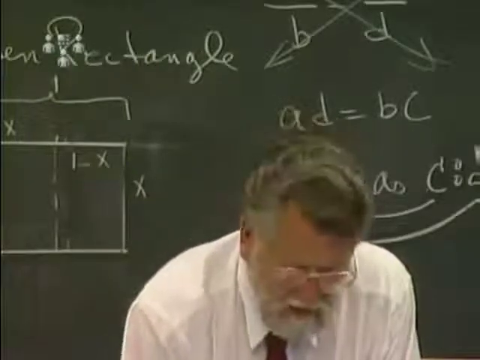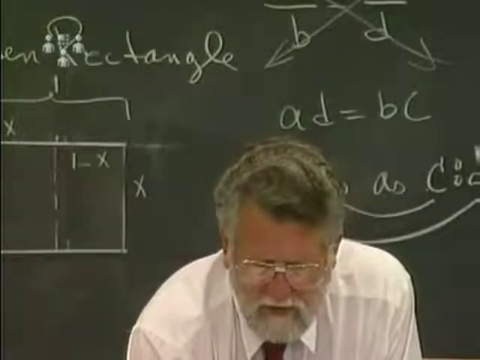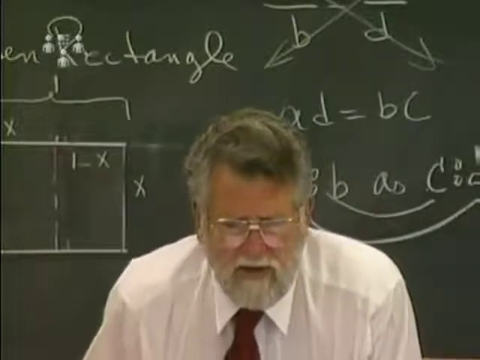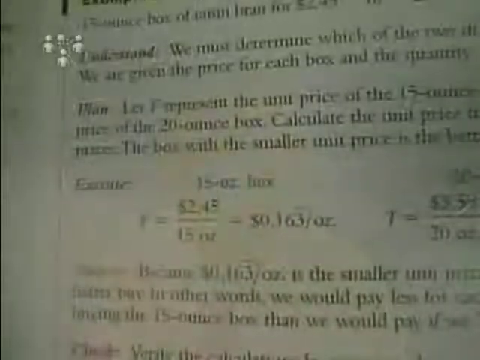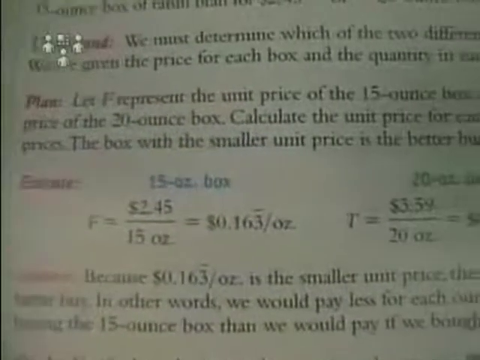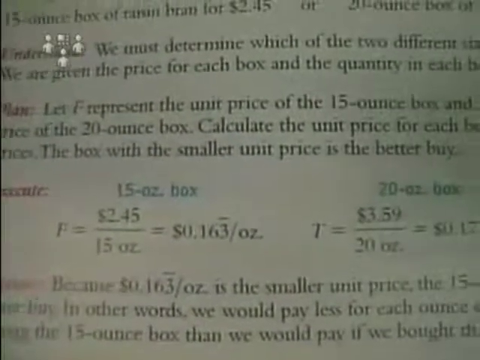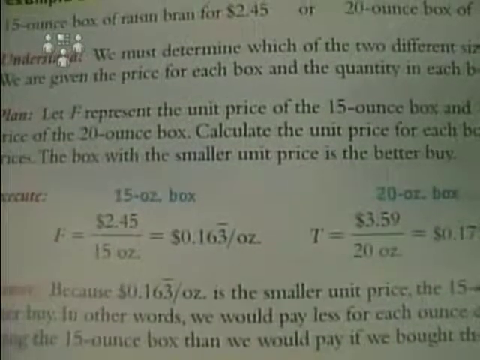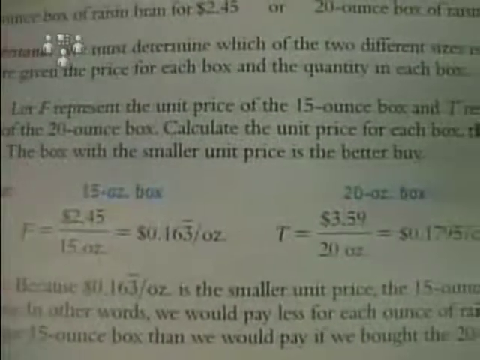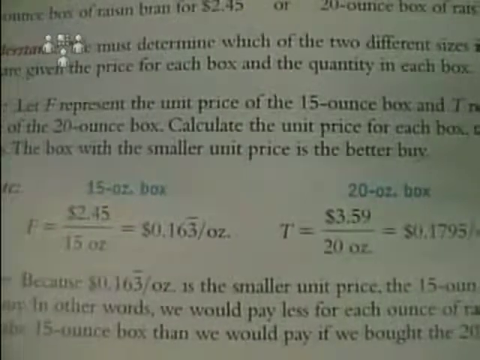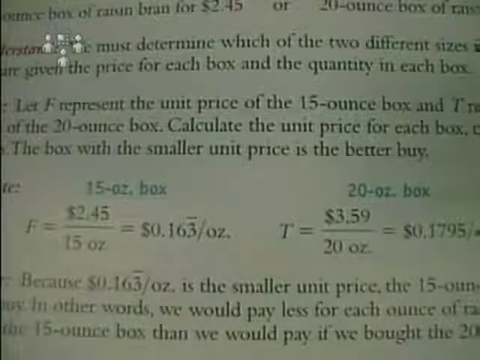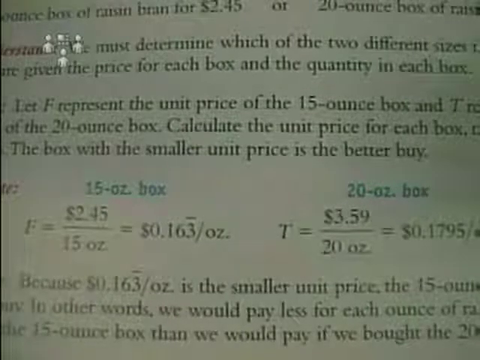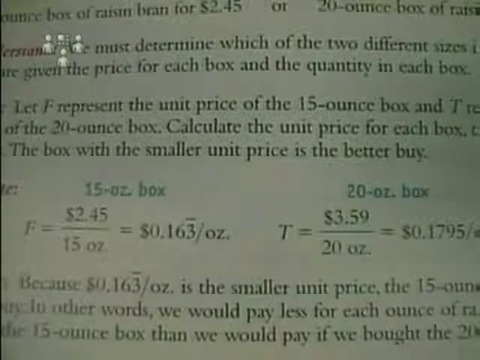And this you find done in stores as a service to you. The idea is you have a box of cereal or something, and here are 2 boxes of cereals. One of them is $2.45 for 15 ounces. The other is $3.59 for 20 ounces. And of course, the popular wisdom is the bigger box is the better buy, correct? I mean, that's usually the sense of what we have, the big economy size.